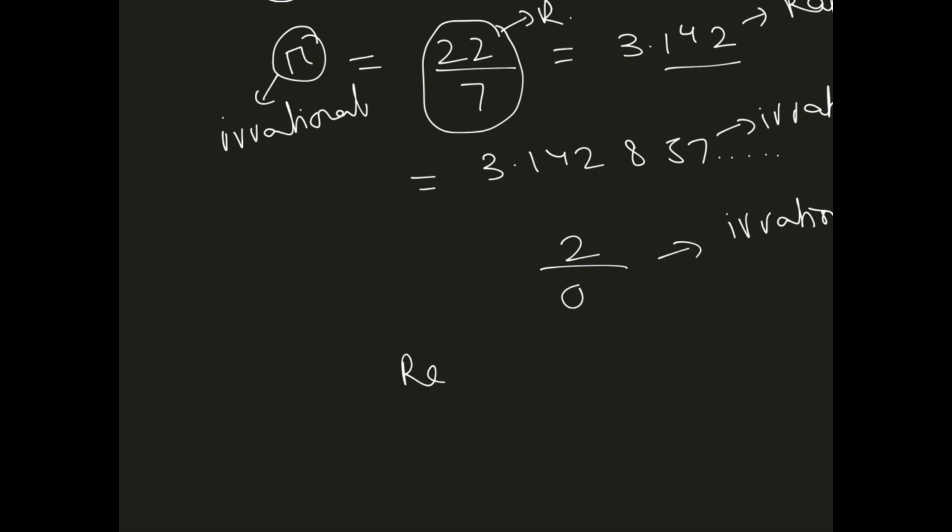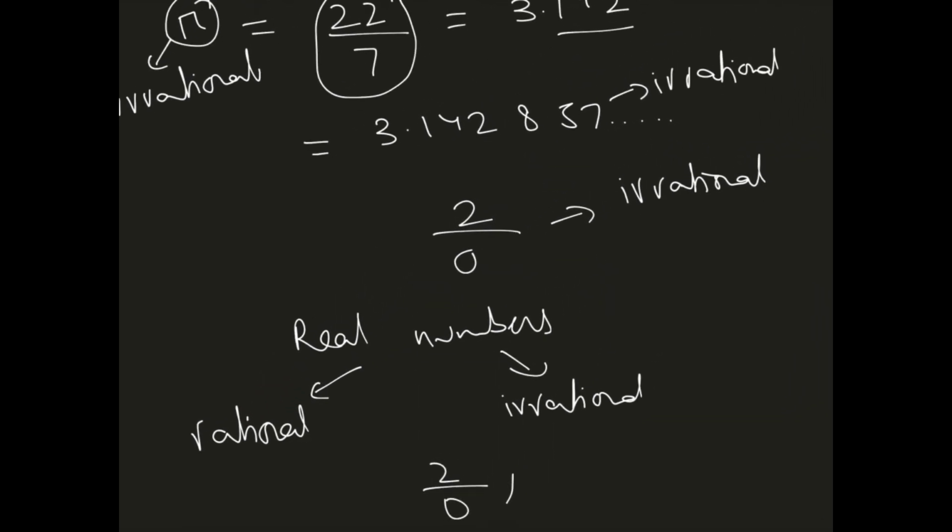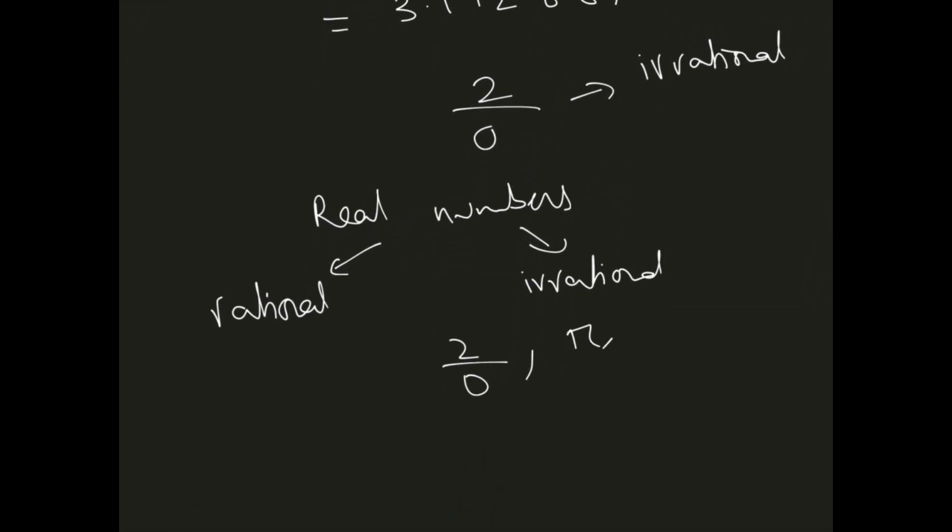So real numbers include rational and irrational numbers. Rational and irrational. So even 2 by 0 is a real number, even though the answer is infinity, it still is a real number, right? And pi is a real number, 10 by 3 is a real number, 3.333 is a real number, 10 by 3 is a rational figure.